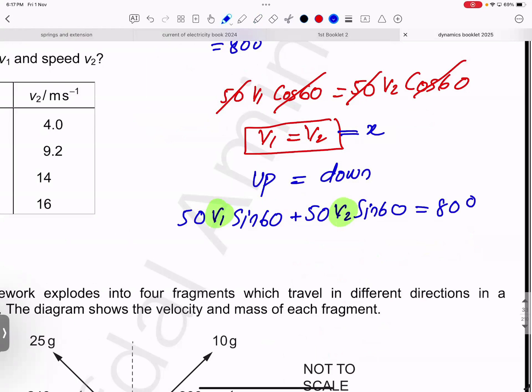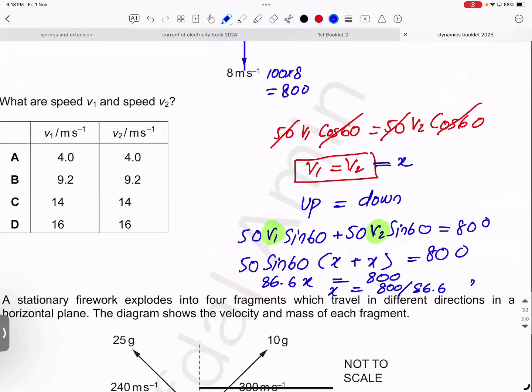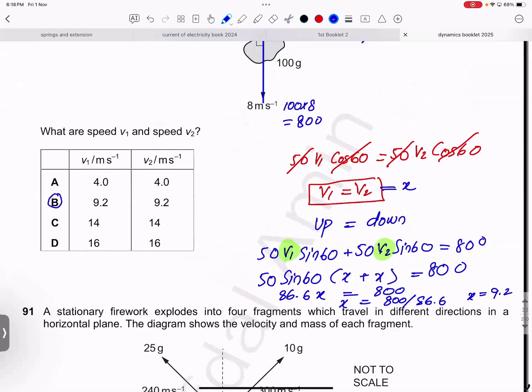Okay, I will take 50 sine 60 common. X plus X is 800. Yes or no? And then times 2. So 86.6 X is equal to 800. So 800 divided by 86.6 is 9.2. So both speeds come to be 9.2.